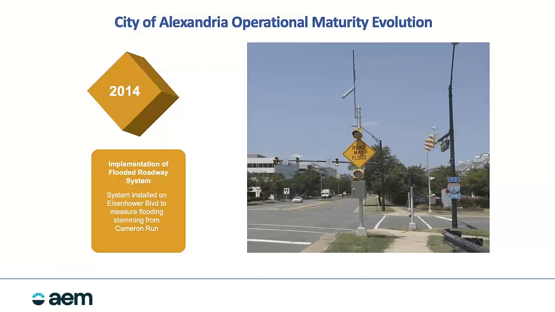When this started taking place, they had some flood events in 2013. In 2014, they introduced the high water detection system on Eisenhower Avenue at Cameron Run. Data is measured there with a radar level water sensor mounted on a bridge. And data from that system, they share over with the folks at Metro.